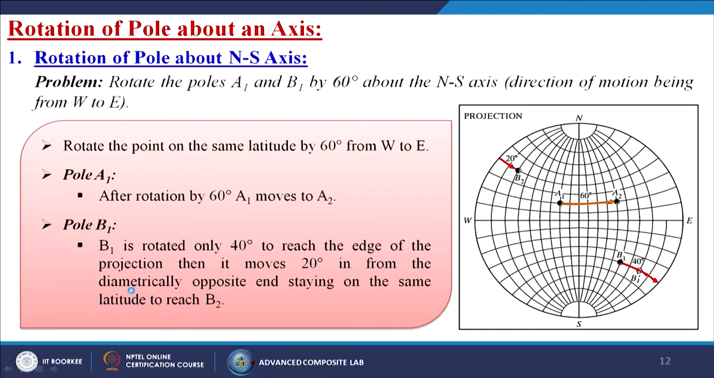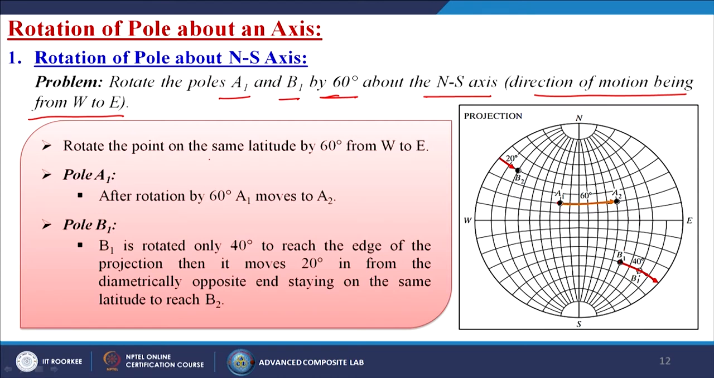First, rotation of a pole about the north-south axis problems. Rotate the poles A1 and B1 by 60 degree about the north-south axis, the direction of motion being from west to east. So, that means from west to east you have to rotate it, and this A1 point and B1 point you have to rotate by 60 degree.